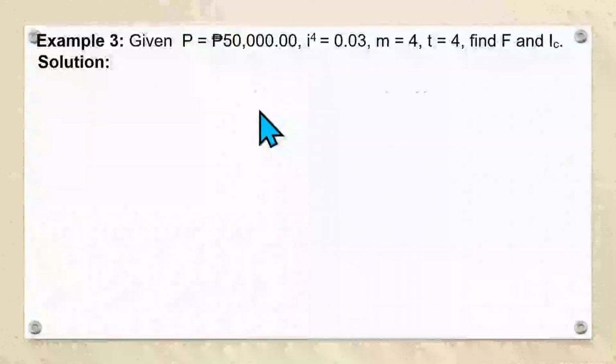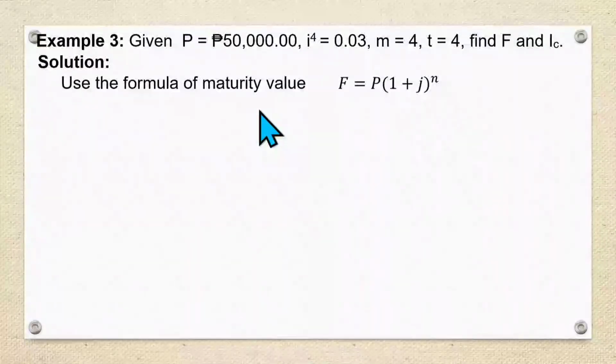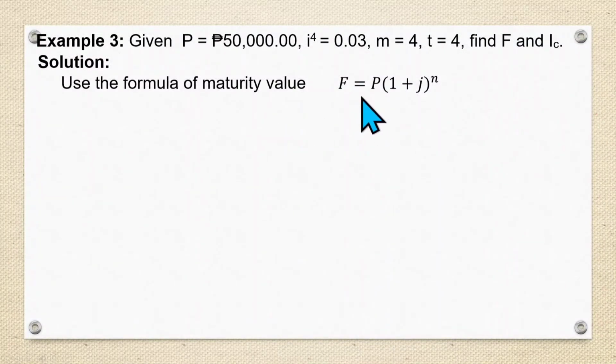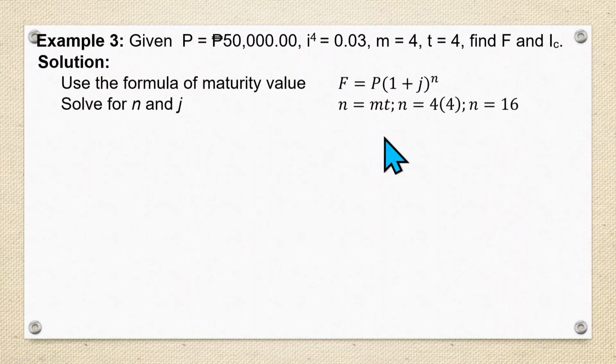Right? So let's have the solution. Use the formula of maturity value F is equal to present value times 1 plus j raised to n. So solve for the n and the j.